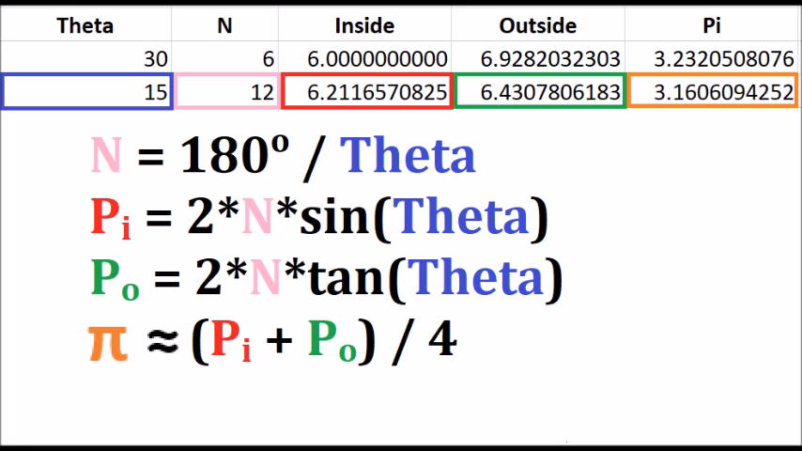Inside perimeter is 2 times n times sine theta. Outside perimeter is 2 times n times tangent theta. Our estimate of pi is inside perimeter plus outside perimeter divided by 4.